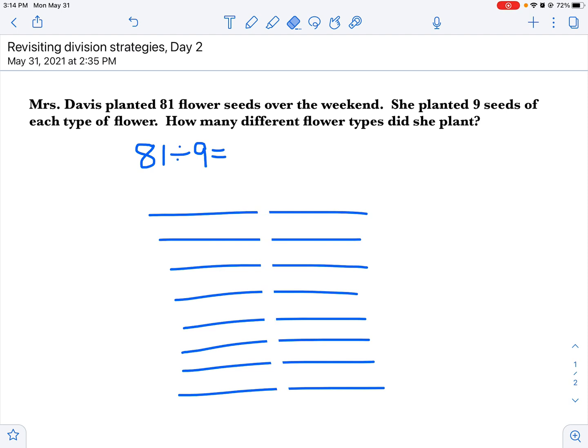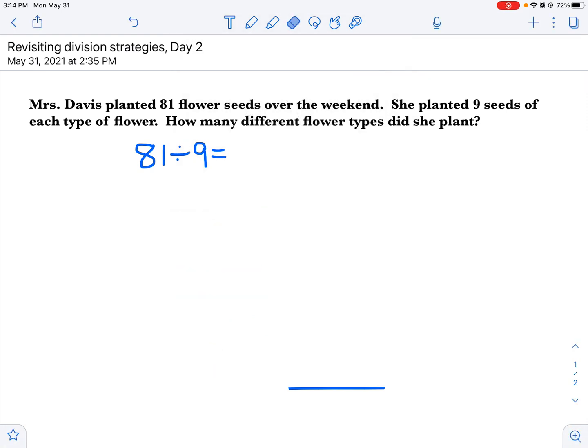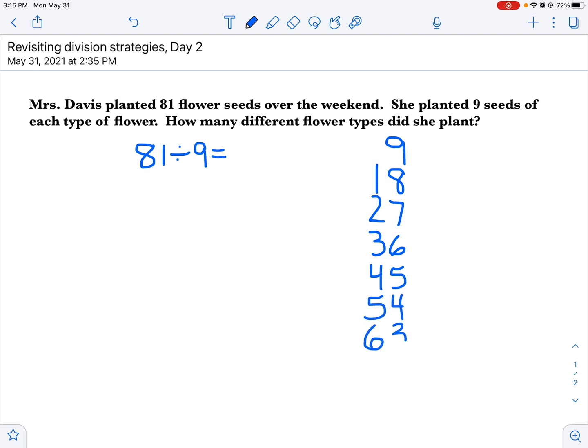So you can go about solving that in any way that you would like. 81 divided by 9, you can make 9 equal groups. You can skip count by 9. We'll do some skip counting by 9 just because if you remember that strategy and remember the pattern, it's pretty cool. So I can go 9, 18, 27, 36, 45, 54, 63, and I know I have to keep going until I hit 81.